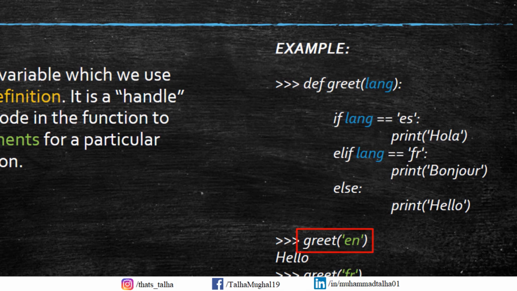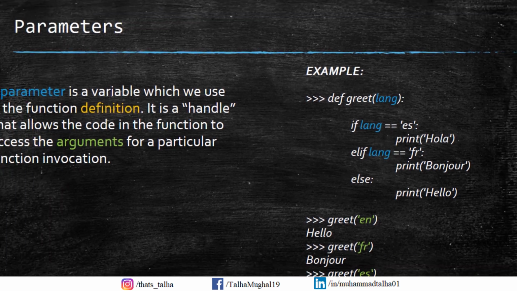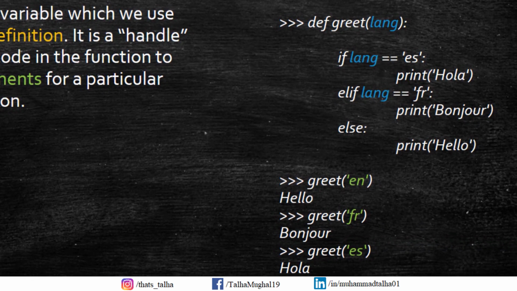On the other hand, whenever you call that function in a Python program, and during that calling you provide a value or a variable to that function, then that variable or value is known as an argument. Now that argument will be stored into the parameter, and then the value that is stored inside the parameter will be used in the body of the function. For example, here we are using a variable lang as a parameter inside this function greet, and on the basis of that parameter, the flow of the body of the function is controlled.